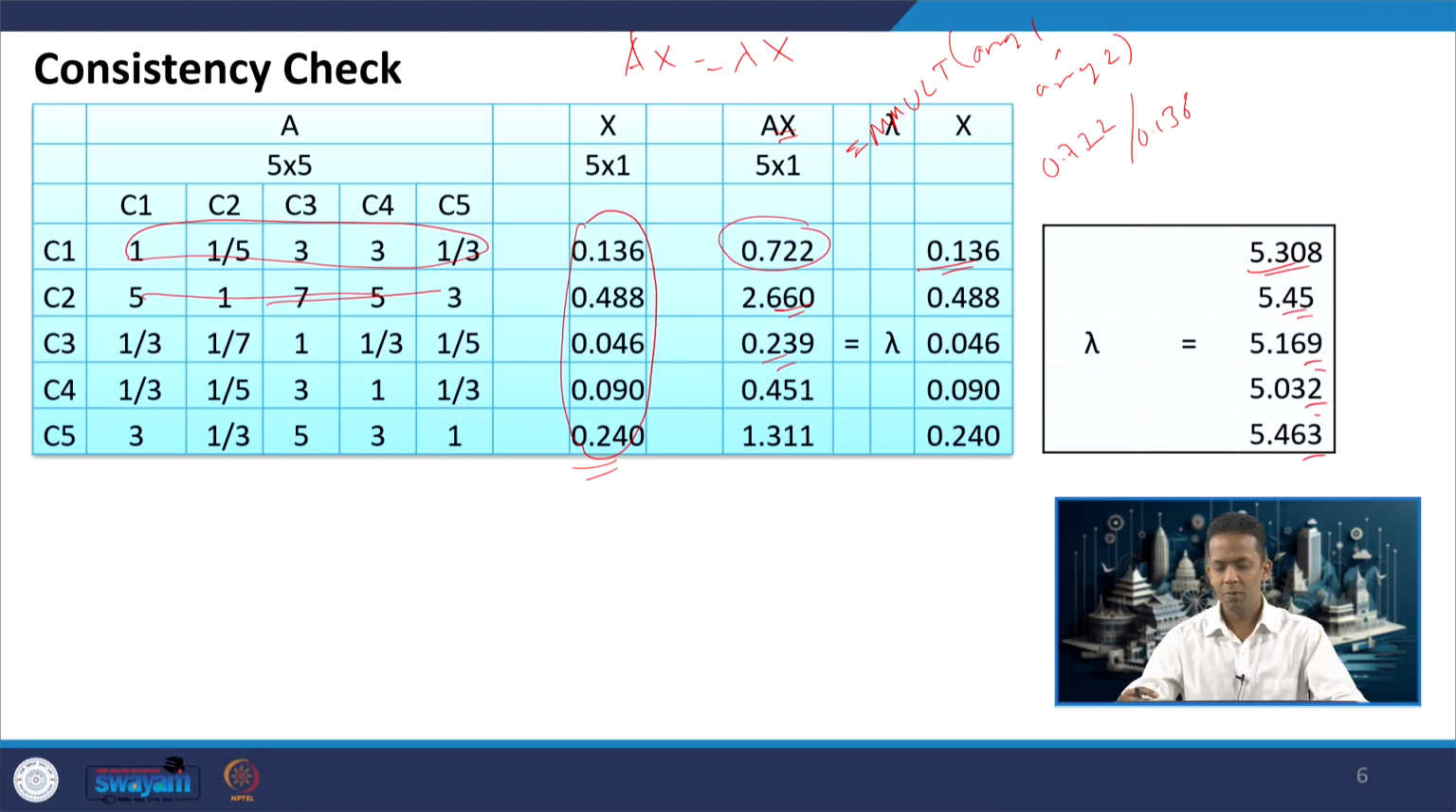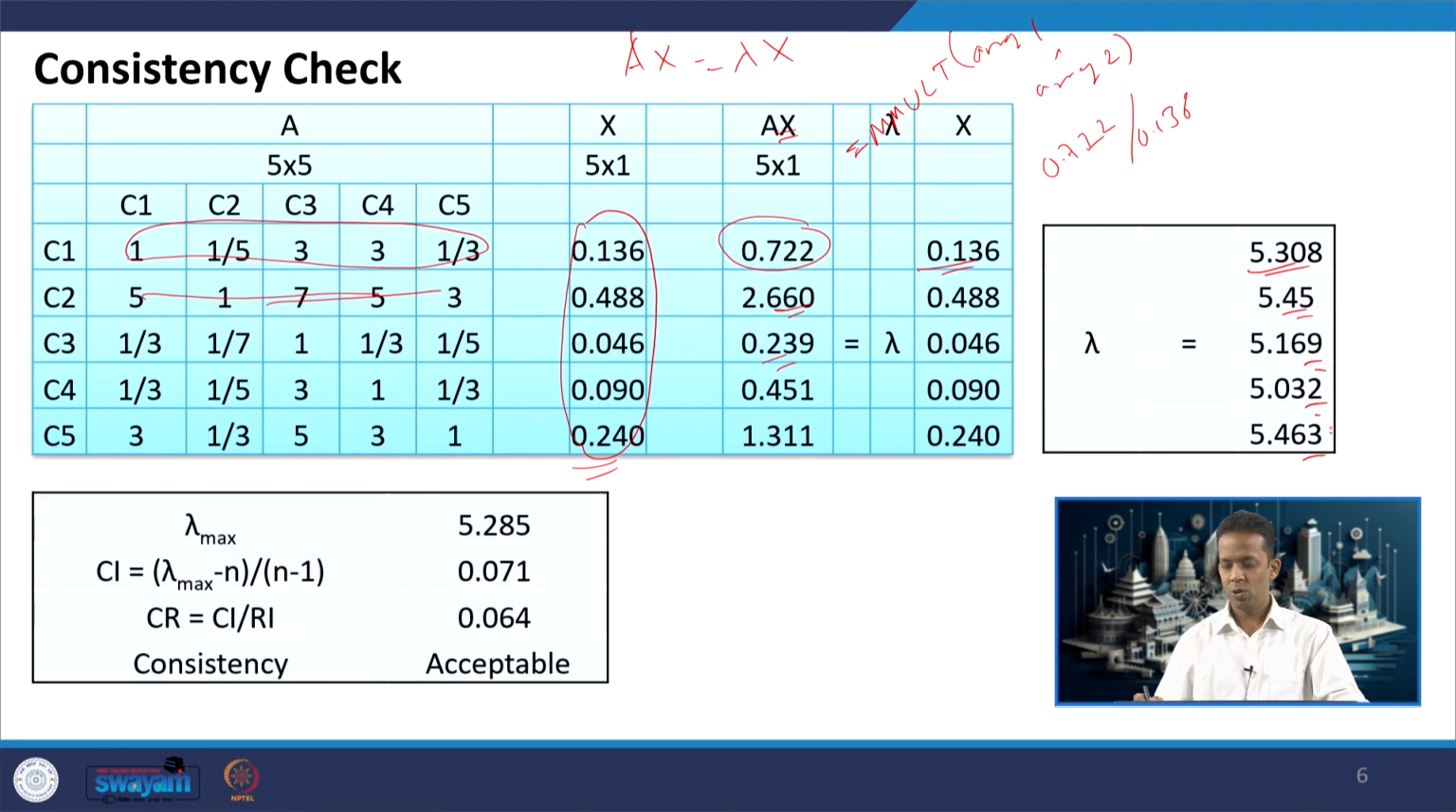Now, these are the eigenvalues. To get the maximum eigenvalue lambda max, you take the average of it. So, the average of these 5 values is 5.285. Now, once we get the lambda max, to check the consistency, we need the consistency ratio, but for the consistency ratio we need the consistency index.